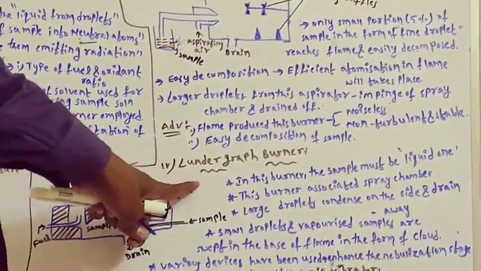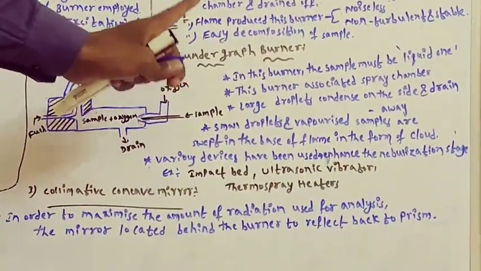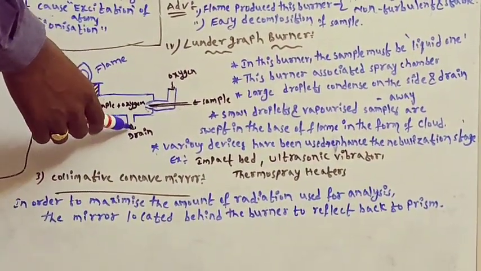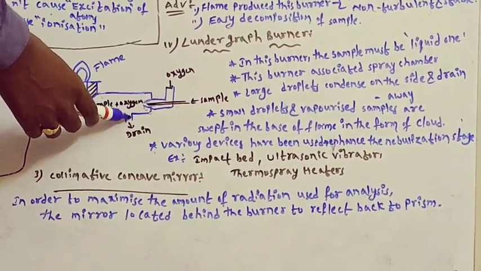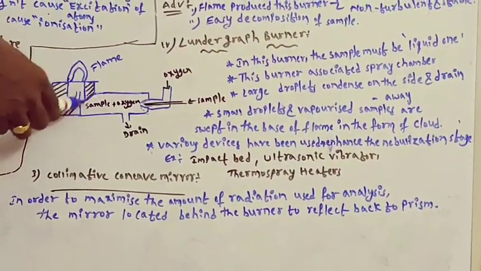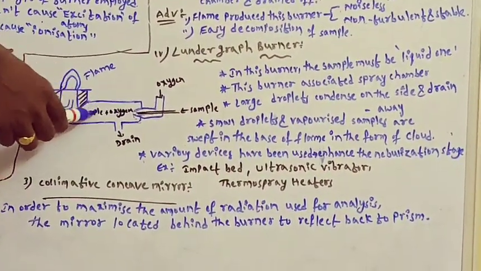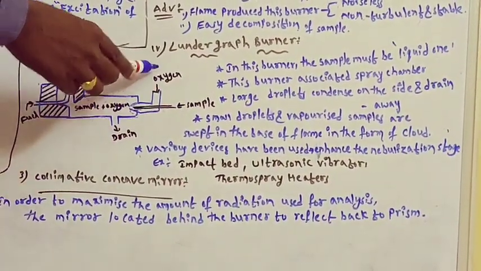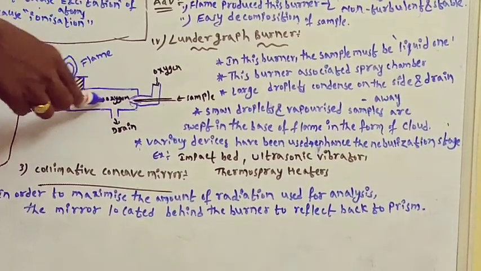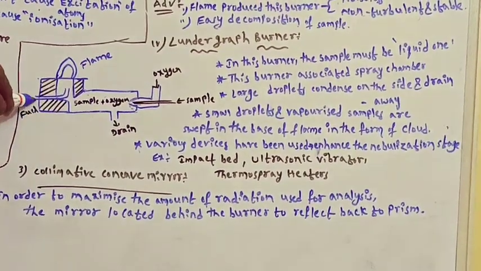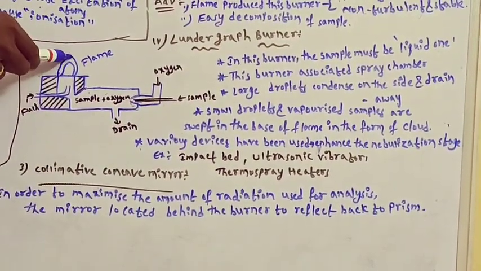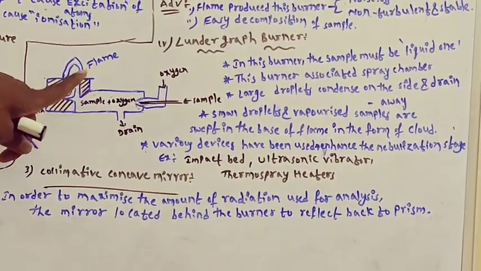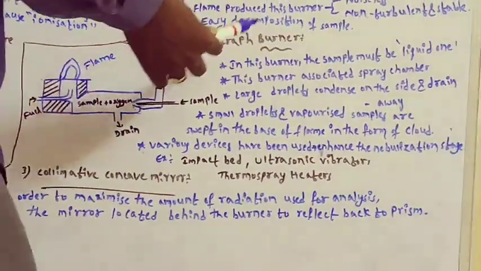And the last one, laminar flow burner. Here this is the block diagram. By this way larger droplets are drained away. Here in the spray chamber, sample and oxygen are mixed. By this way sample is entered, by this way oxygen is entered, and both are mixed here. Then by this way fuel is entered, the fuel tube. Here this is the flame. This is the block diagram of laminar flow burner.